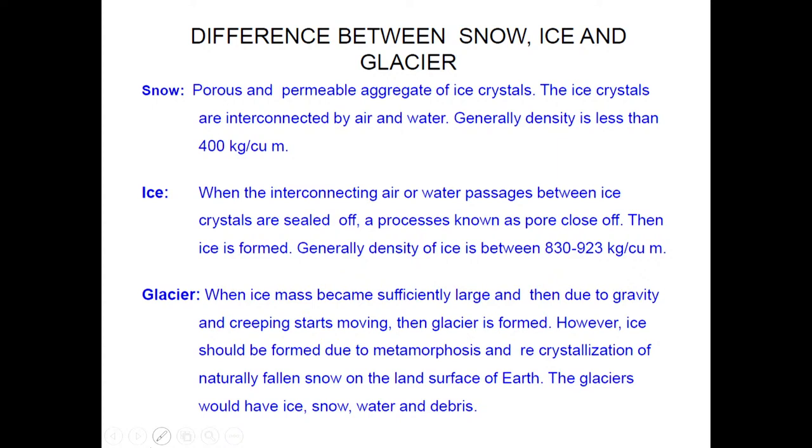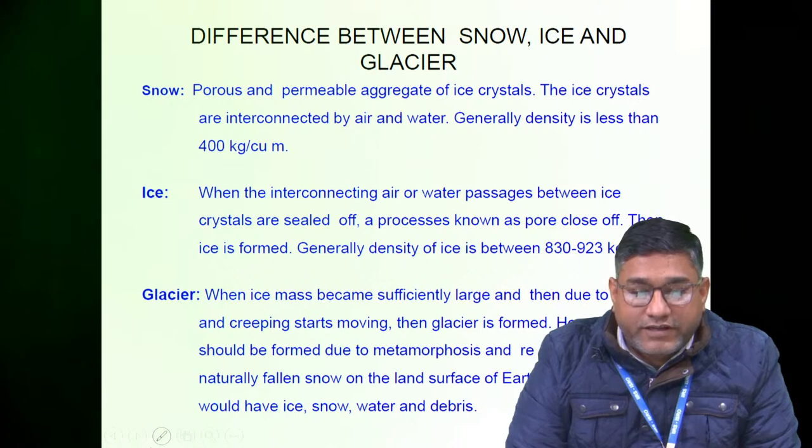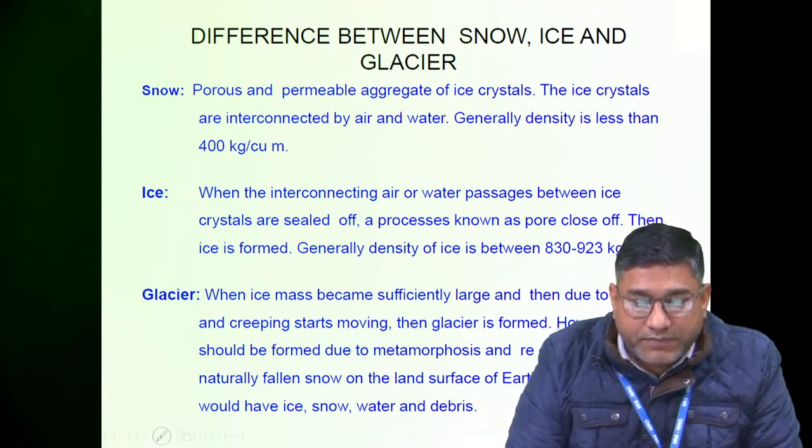All of you know that snow is a porous and permeable aggregate of ice crystals, and these ice crystals are interconnected by air and water, and generally the density is less than 400 kg per cubic meter. The difference between snow and ice is when the interconnecting air and water passages between the ice crystals are sealed off. The process is known as pore close-off. Then the ice is formed. Generally the density of ice varies between 830 to 923 kg per cubic meter.